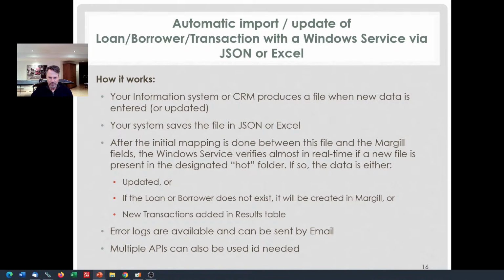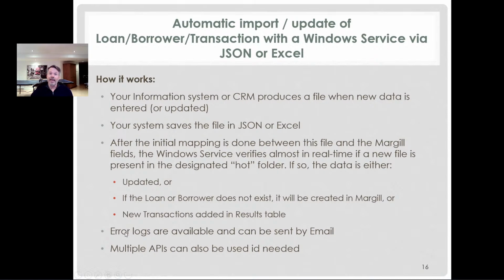All right. Very important, the error logs. Especially when you start working on this, you'll have lots of errors at the beginning because of mapping this and that. So it's really important to consult the error logs to make sure that you adapt your existing system so that it fits properly in Margill, proper fields and all that kind of stuff. The date format is important, of course. It has to be an ISO format. And multiple APIs can be used at the same time if needed.